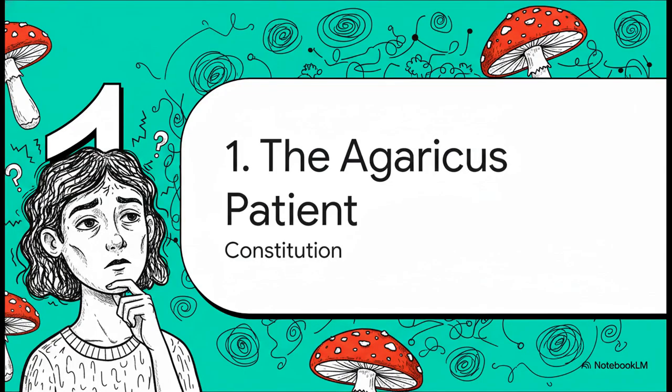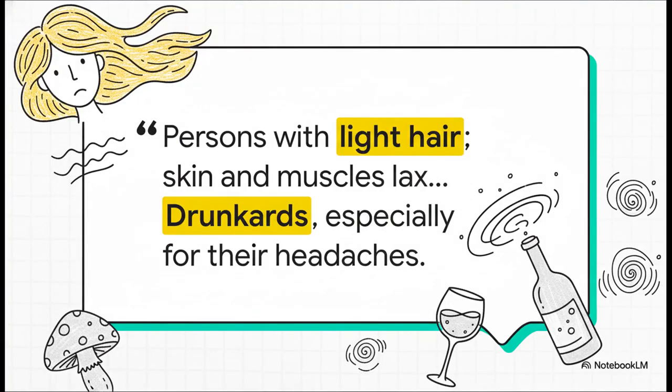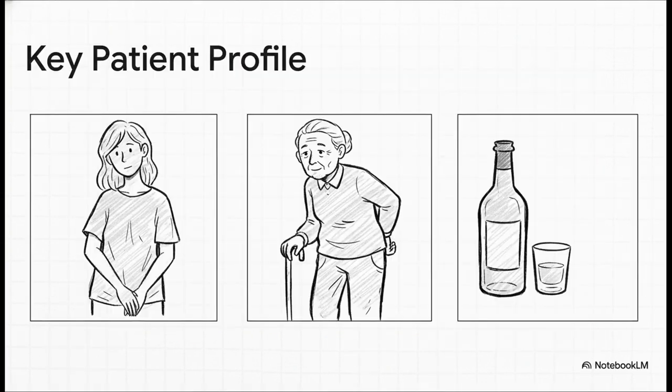All right, first things first, let's really try to understand the kind of person for whom Agaricus is most often indicated. You know, building that clear patient picture is always the first step to mastering any remedy. Okay. Here's the original text from Allen's Keynotes describing the Constitution. The wording here is so precise, and it gives us 3 really distinct patient pictures to be on the lookout for. So, let's break that down.